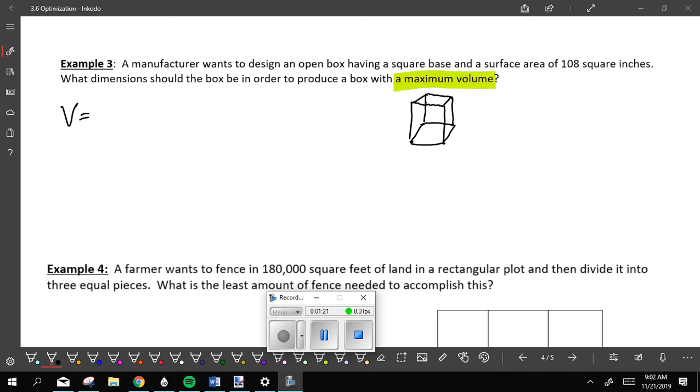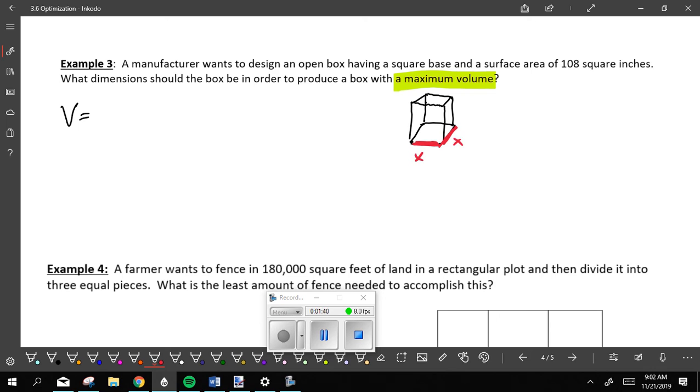So this has a square base. If I'm looking at this thing, two of the sides on the bottom, like this side right here and that side right there, are the same. What would you like to call those sides? X. So they're the same. So let's call them both X.